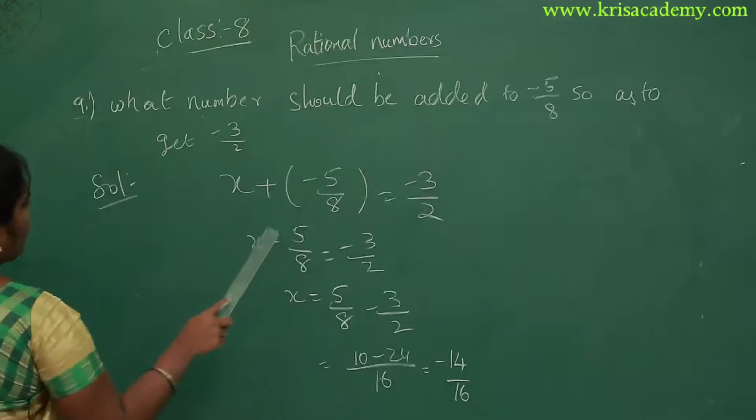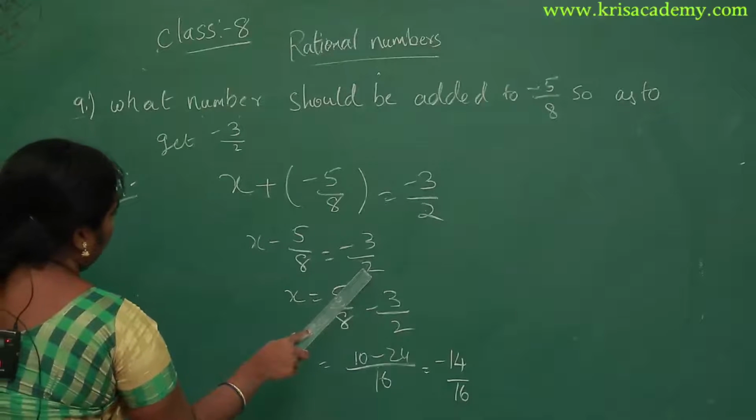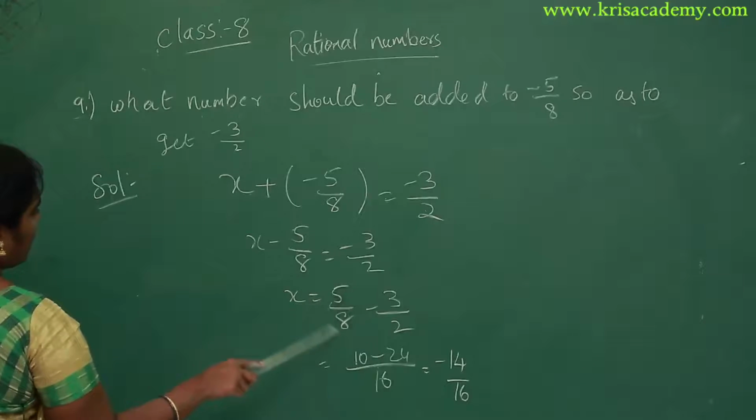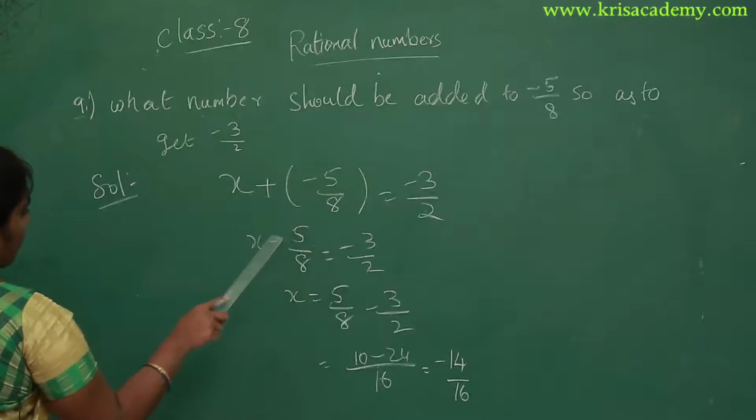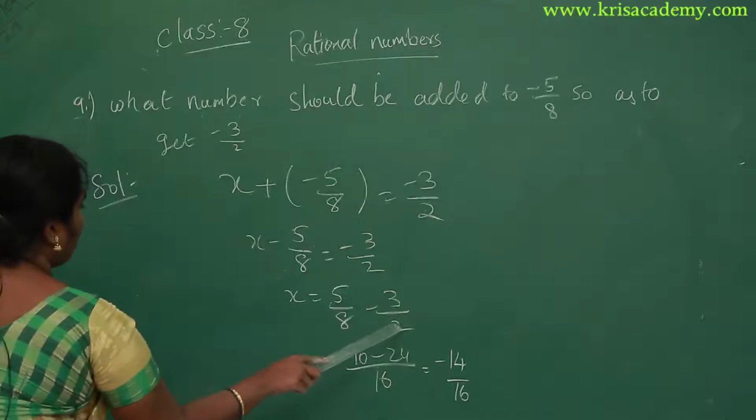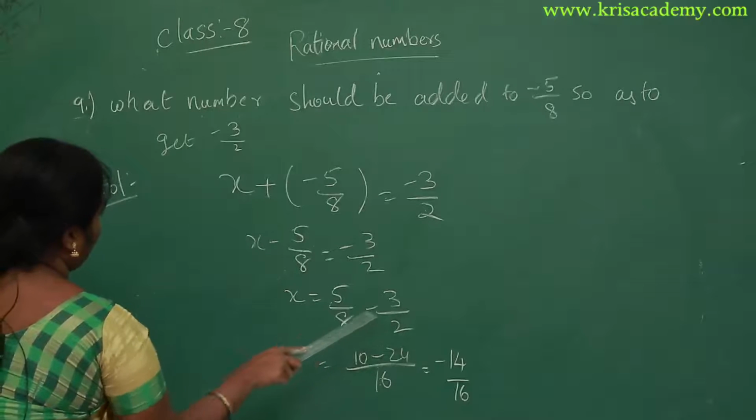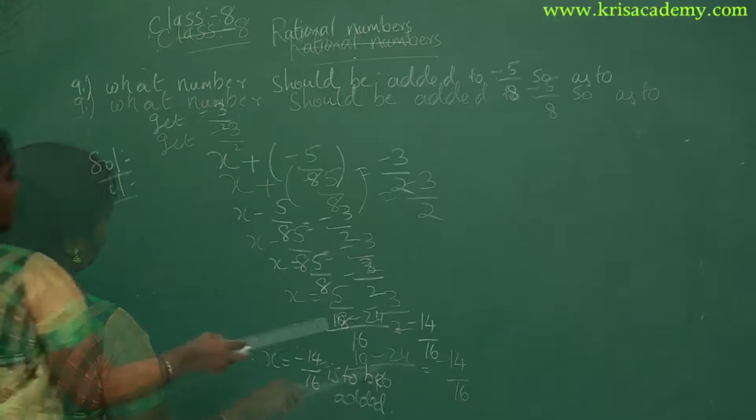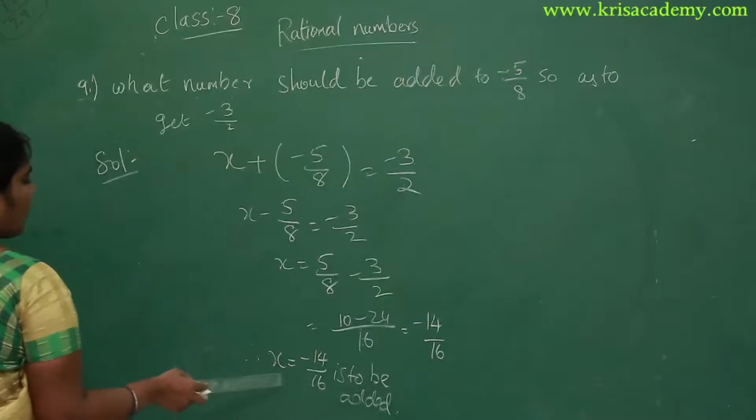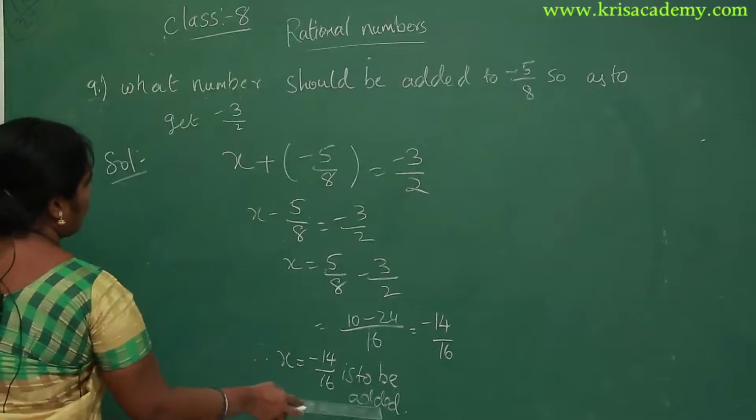Now plus into minus, minus 5 by 8 is equal to minus 3 by 2. Minus 5 by 8 when it comes to the opposite side it becomes plus 5 by 8. 8 2s are 16. 5 2s are 10. 3 8s are 24. 10 minus 24 is minus 14 by 16. What number to be added means x equal to minus 14 by 16 is to be added.